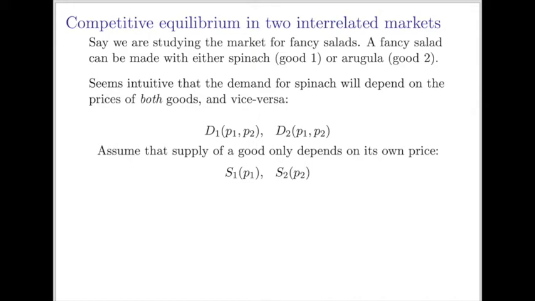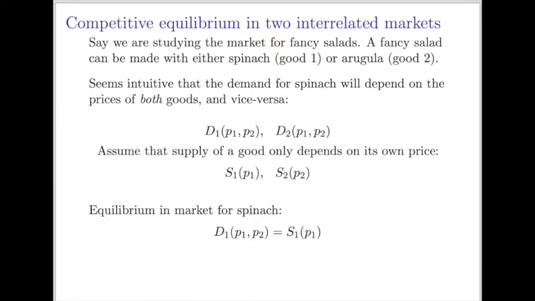Let's suppose that the supply only depends on the price of the good in question. So the supply of spinach doesn't depend on the price of arugula, so it's a function only of the price of spinach. Similarly, the supply of arugula only depends on the price of arugula.